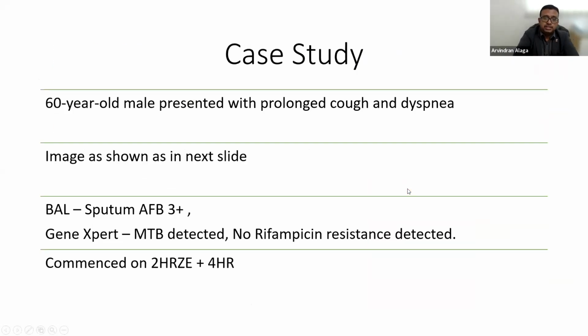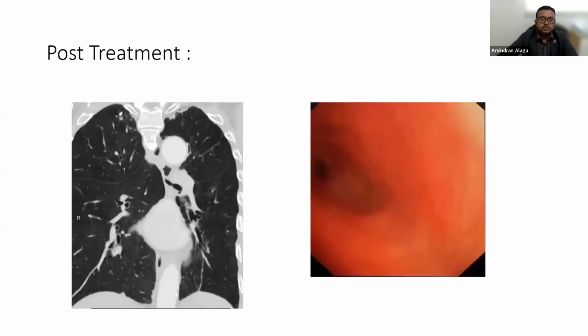I'll start with the case study first. A 60-year-old male presented with prolonged cough and dyspnea. Image to be shown in the next slide. BTA sputum AFB 3+, GeneXpert MTB detected, however no rifampicin resistance detected. He was commenced on conventional tuberculosis treatment for a 6-month duration. Post-treatment, he went to a private center and was still having dyspnea, and they subsequently proceeded with flexible bronchoscopy and, at the same time, a CT scan. If you notice here, there's a critical narrowing; when we measured, it's less than 2 mm actually.